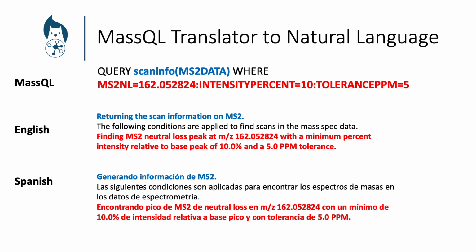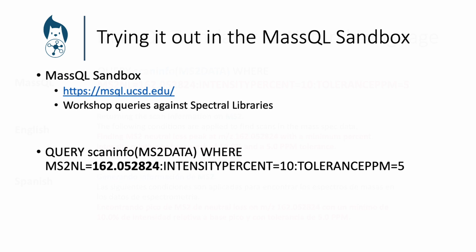Now that we've written our very first query, let's try it out on real data and see if we can validate that it's doing the right thing. One of the tools we created is called the MassQL Sandbox, which can be found at msql.ucsd.edu. There you can start workshopping your queries against spectral libraries where we know the actual compound, so it gives us confidence we're finding what we're supposed to find.